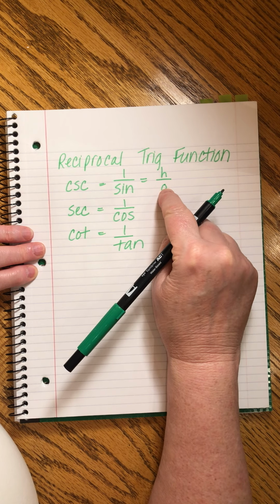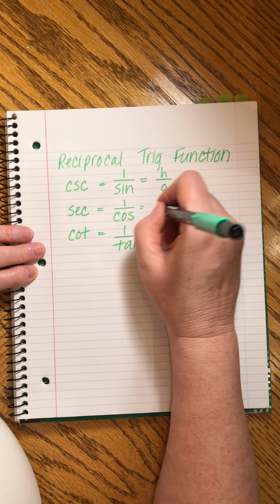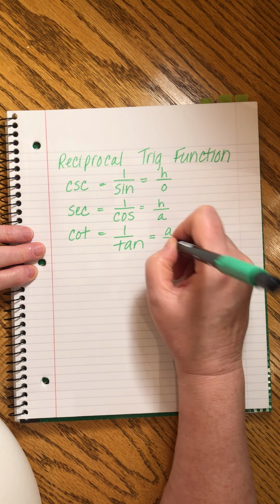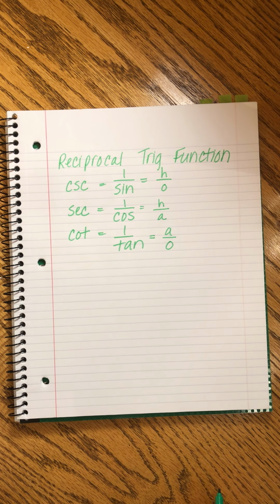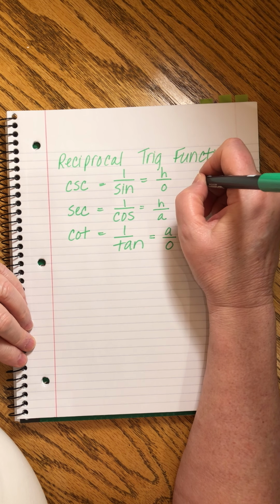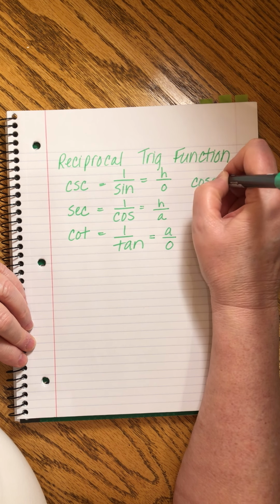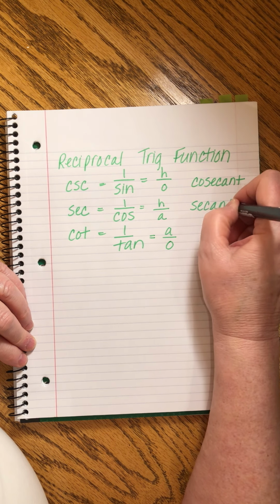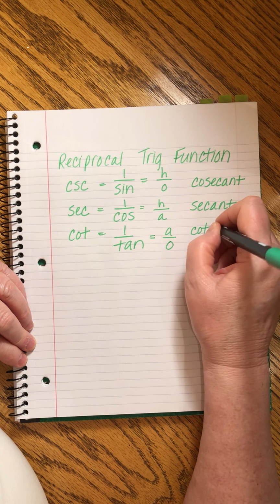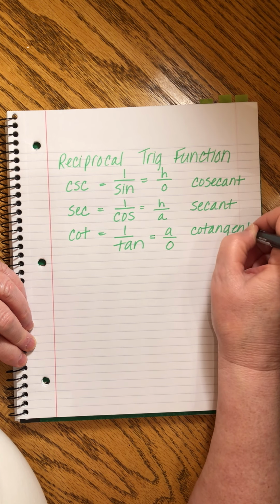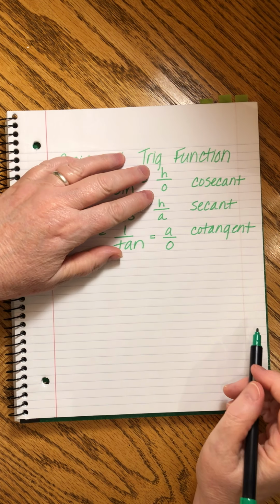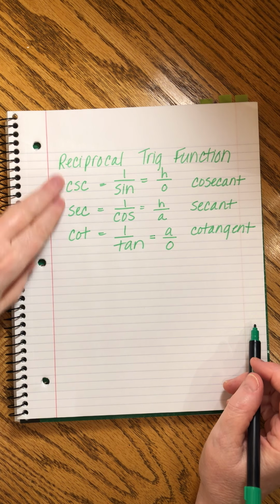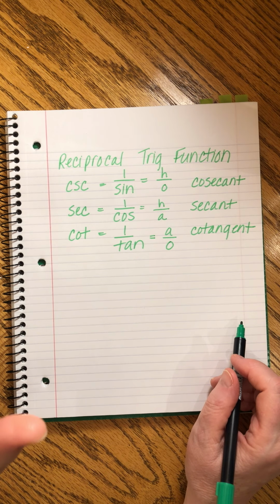Hypotenuse over Oscar, hypotenuse over Arthur, or Arthur over Oscar. And we say them as cosecant, secant, and cotangent. Okay, those are reciprocal trig functions. We take the very same pairs and we just flip them and give them new names. All right, that we've dealt with.